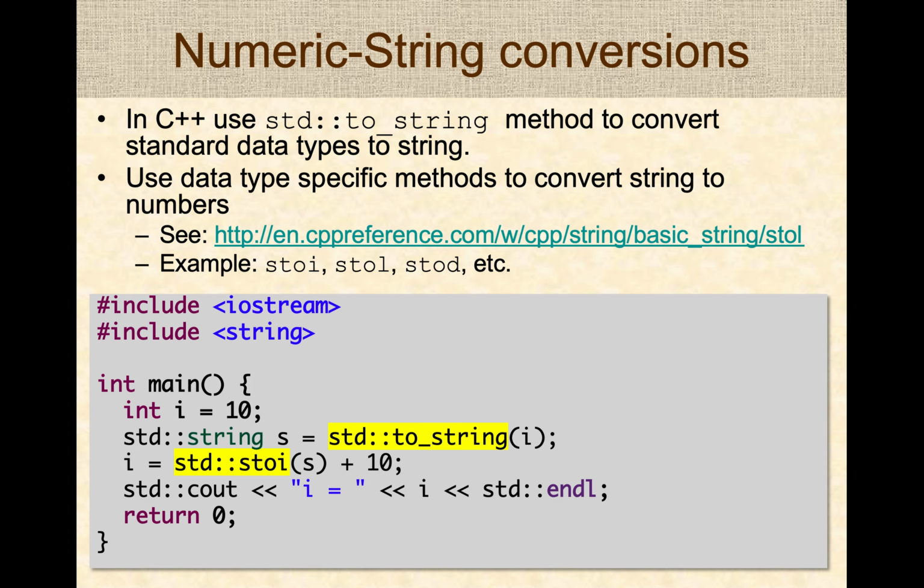Having looked at the data types, sometimes you may need to convert between strings and numerical data types. In C++, you use the std::to_string method to convert standard data types to their string equivalents. Conversely, you would use methods like std::stoi for string to integer, or stol for string to long, and stod for string to double conversions to convert strings to their numeric counterparts. So keep these methods to_string and stoi in mind so that it's easy for you to convert between strings and numbers.